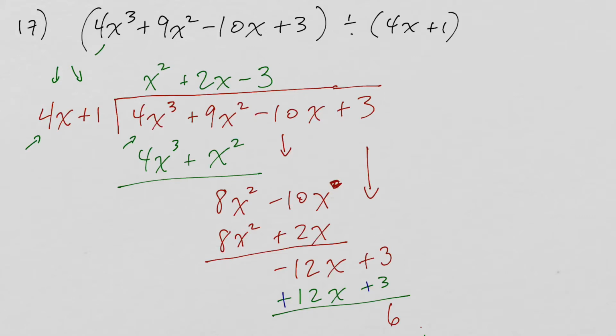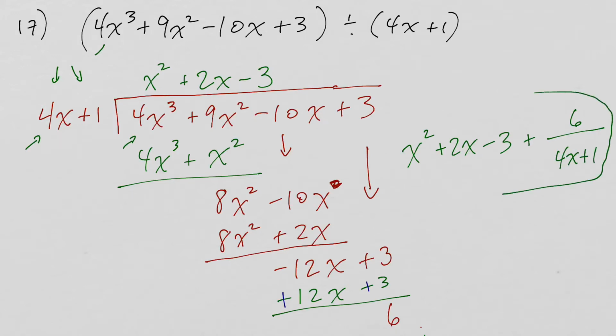The way I write my answer is x squared plus 2x minus 3. It's a +6, so I'll put a plus, and then my fraction. I'll put the remainder over what I'm dividing by. And that looks like my answer.